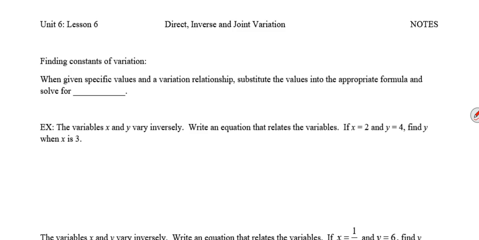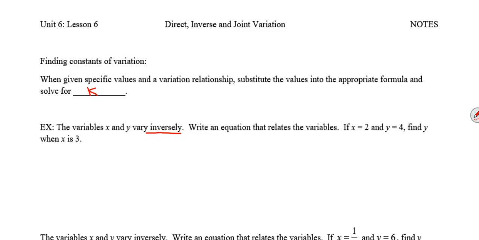So we want to substitute the values in for the appropriate formula and solve for k, which is pretty much what we did, right? It's what we've been doing with the table. But here it's going to tell me which formula to use. It says the variables x and y vary inversely. Okay, so the neat thing about inverse variation is it doesn't matter if they give it to you this way.